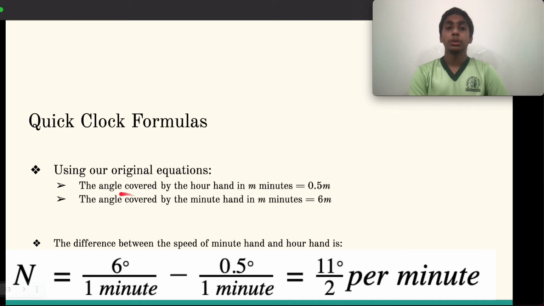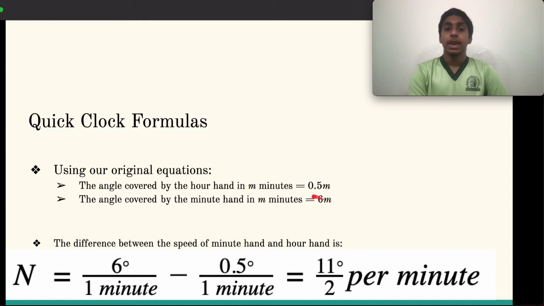So using our original equations, the angle covered by the hour hand in m minutes is going to be 0.5m, and the angle covered by the minute hand in m minutes is going to be 6 times m. How do we know this? Well, we know that this is the rate that the hour hand moves at, and this is the rate that the minute hand moves at. So all we have to do is multiply it by the number of minutes to find how many degrees it's moved.